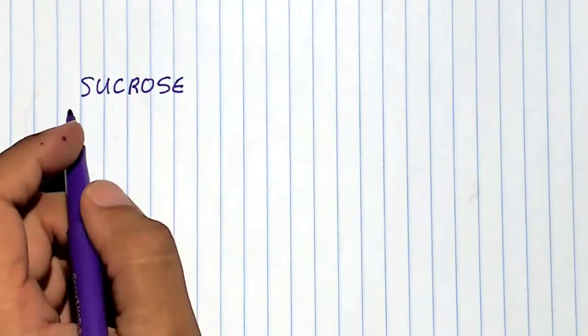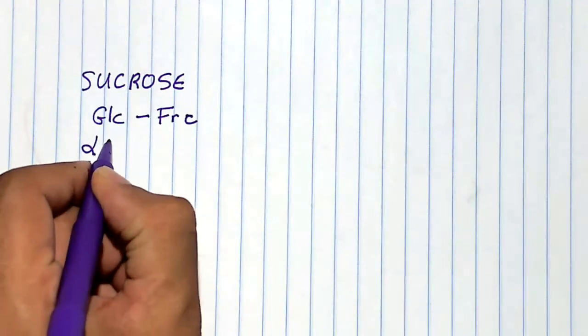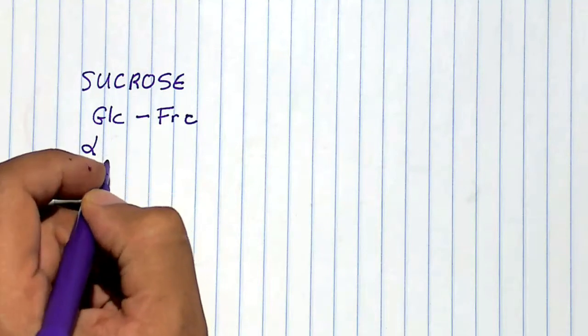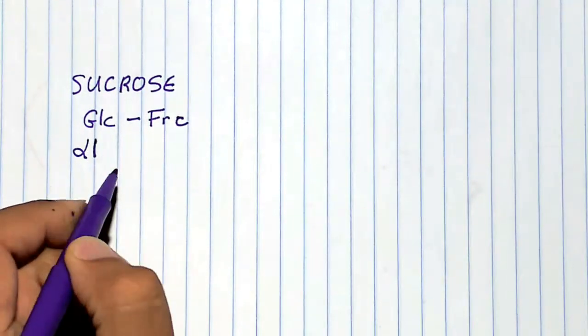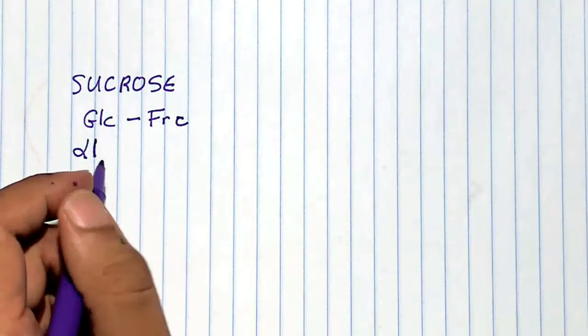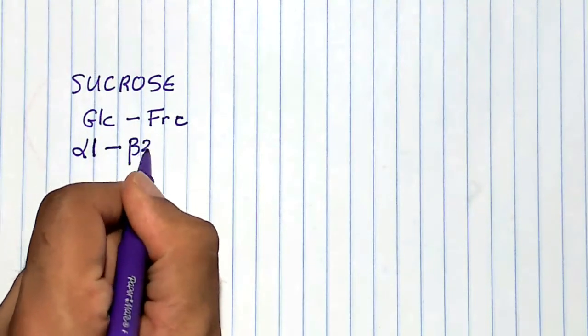Sucrose is also a disaccharide, consisting of glucose with fructose. And the bond is a 1,2 glycosidic bond. The alpha anomer of glucose. So what does the alpha anomer of glucose mean? What makes the bond? The anomeric carbon makes a bond, so it's alpha 1, that's the anomeric carbon in glucose, makes a glycosidic bond with beta 2 of fructose.